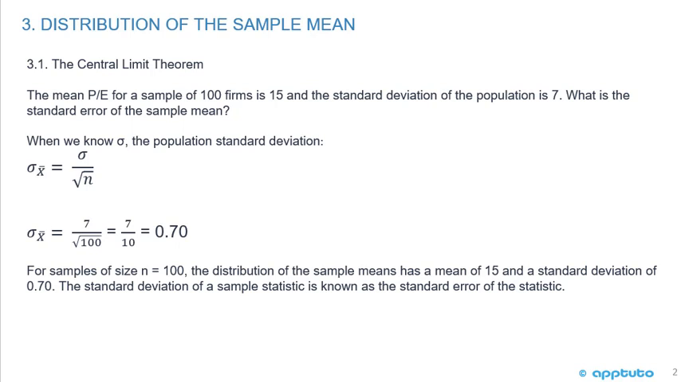So for sample size of n equals 100, the distribution of the sample means has a mean of 15 and a standard deviation of 0.7. The standard deviation of a sample statistic is known as the standard error of the statistic.